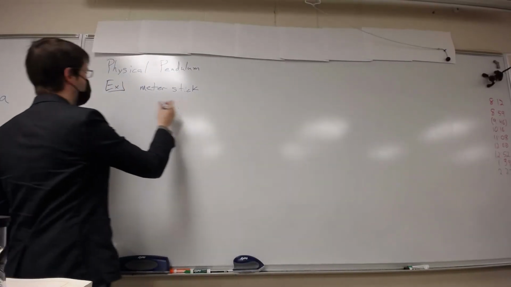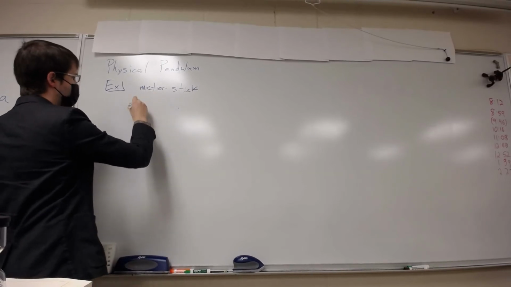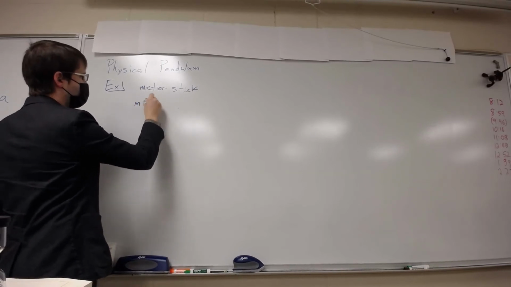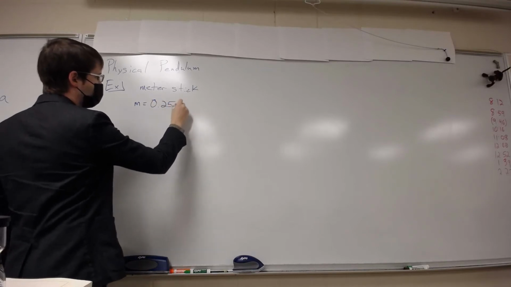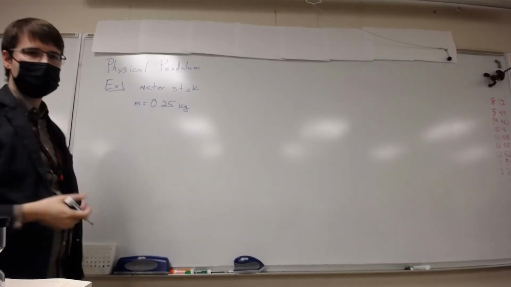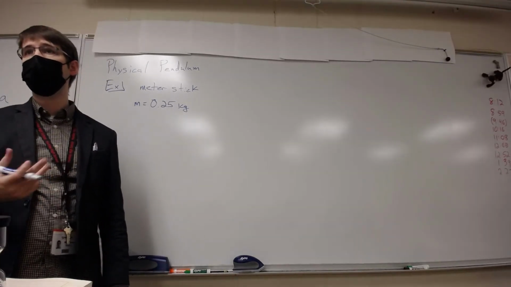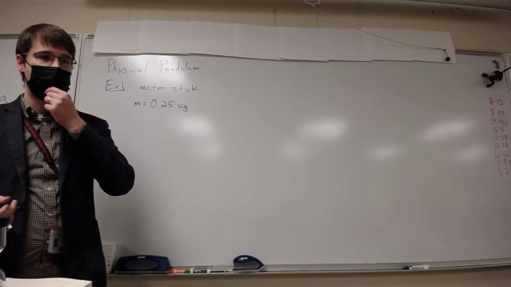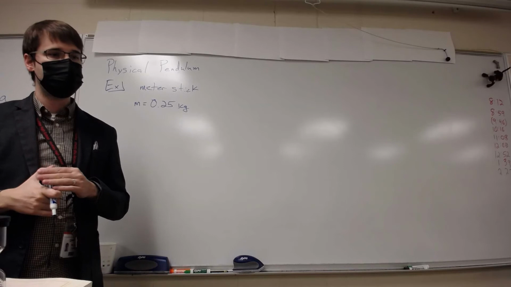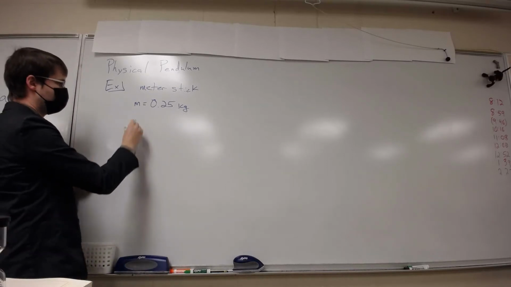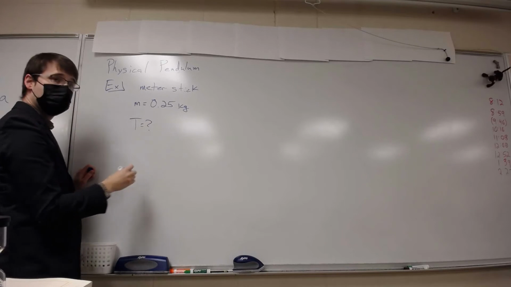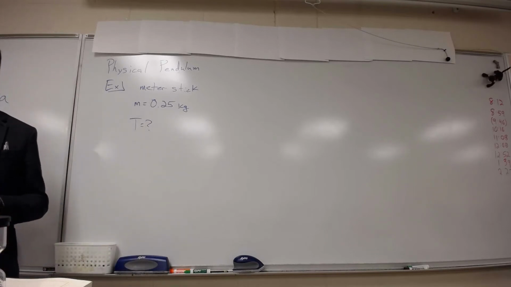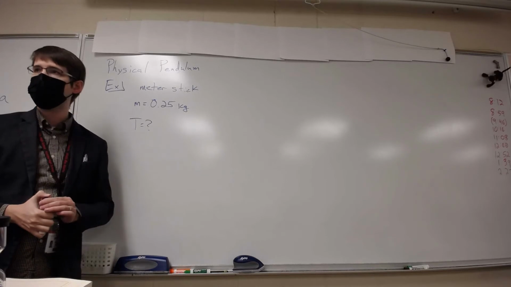So let's say that this meter stick has a mass of 0.25 kilograms. It doesn't really matter, as the mass is going to cancel out in the calculation, but because we're using numbers, some of you might find it easier to have a placeholder mass. And what I want you to figure out is, what is the period of this pendulum? So we'll be using the equation we were just deriving to come up with the period for this pendulum.